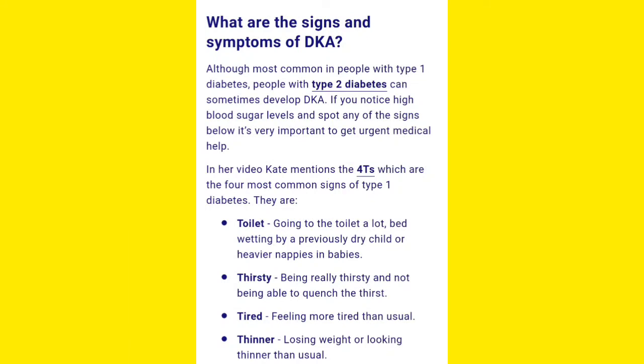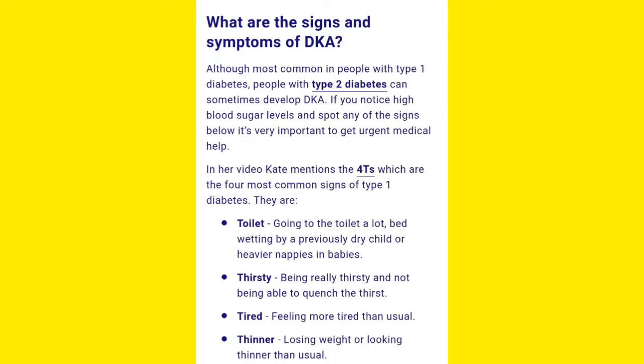Now, what are the signs and symptoms of diabetic ketoacidosis? Already I have told you, but remember this 4T. These 4T are very important for diabetic ketoacidosis. Number 1 is toilet. Number 2 is thirsty. Number 3 is tired. And number 4 is thinner. So these are the 4T: toilet, thirsty, tired, and thinner.